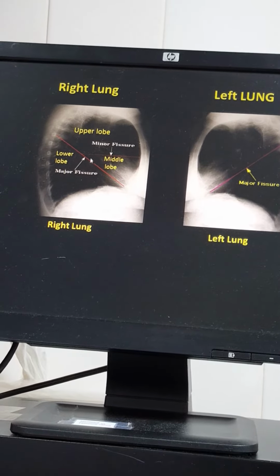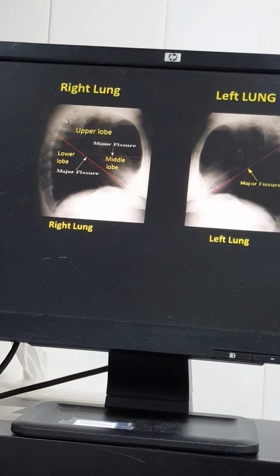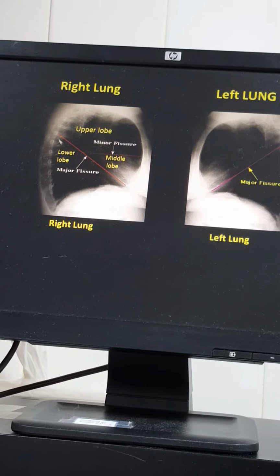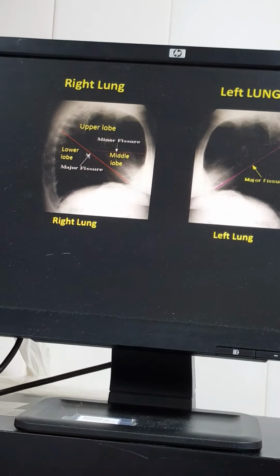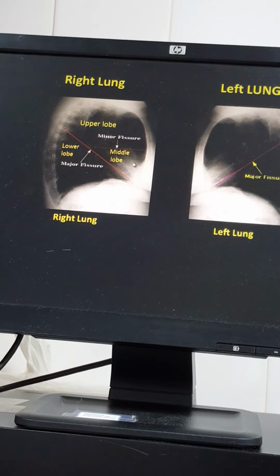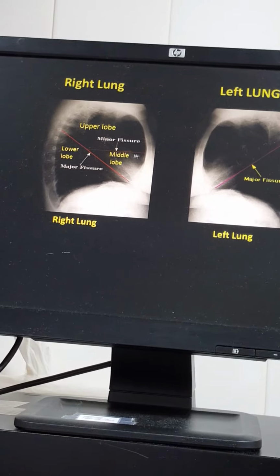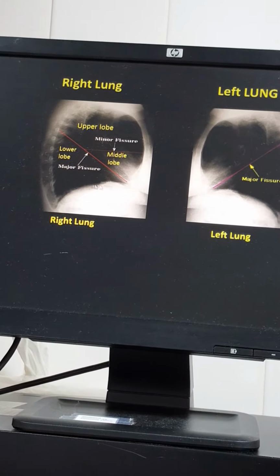The area above the horizontal fissure is all upper lobe. The area below the major fissure is all lower lobe. The area between the horizontal and the major or oblique fissure is the middle lobe on the right side. So these are the 3 lobes.